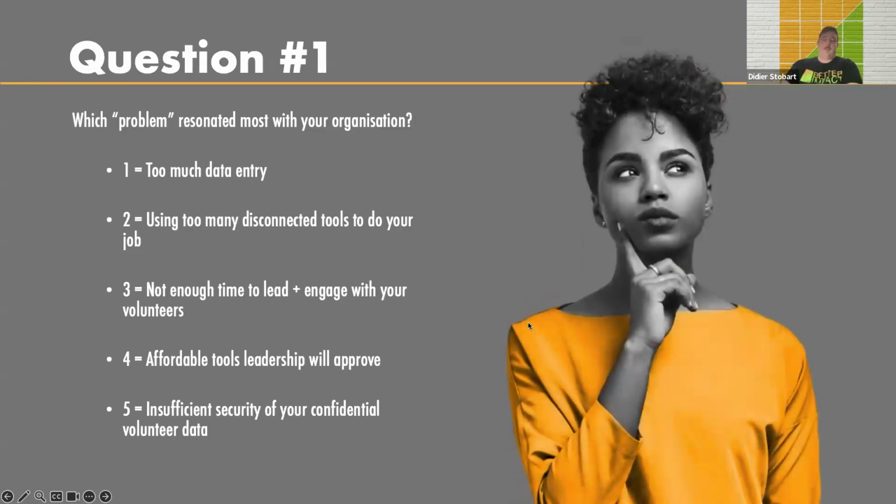So question one for everyone here to answer in the chat if you can. All you need to do is answer a number. The question is, which problem resonates most with your organization? Is it 1, too much data entry? 2, using too many disconnected tools to do your job? 3, not enough time to lead and engage with your volunteers? 4, affordable tools leadership will approve? Or 5, insufficient security of your confidential volunteer data? It can be multiple. If you have multiple problems, feel free to answer that in the chat.